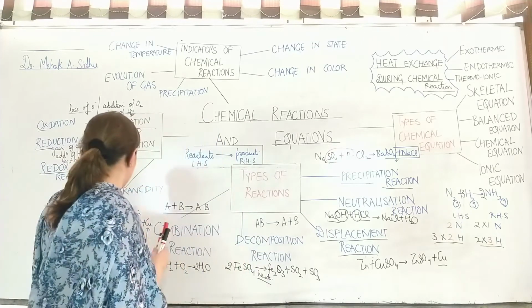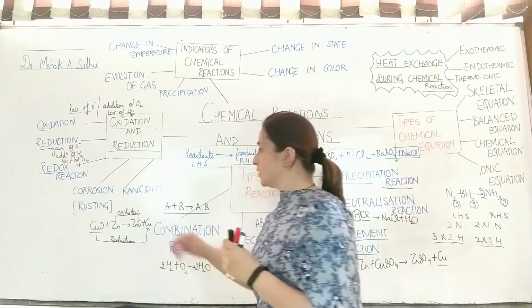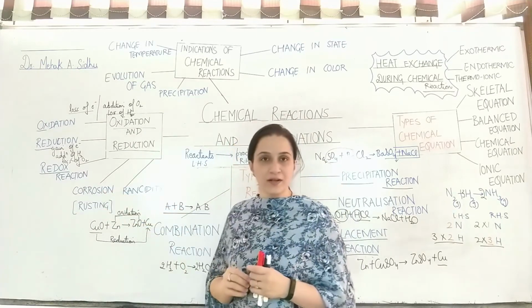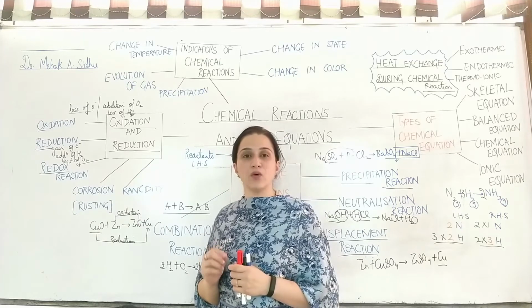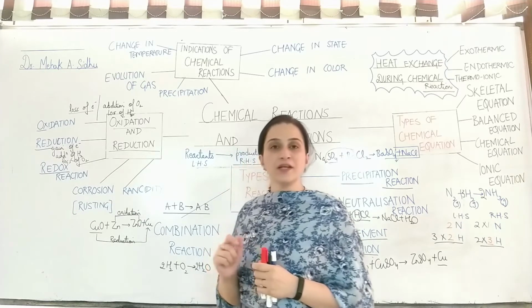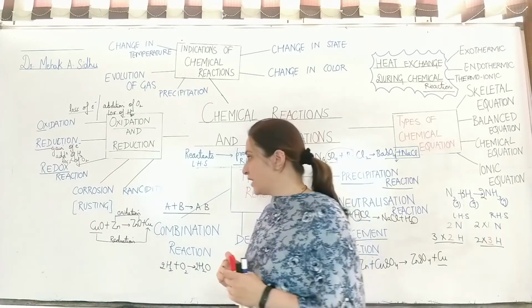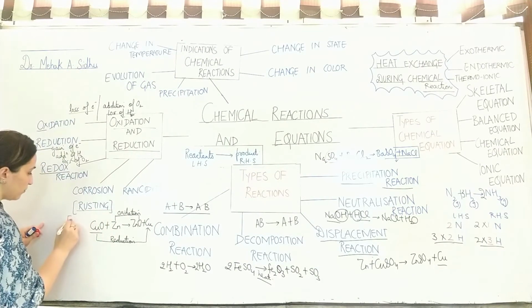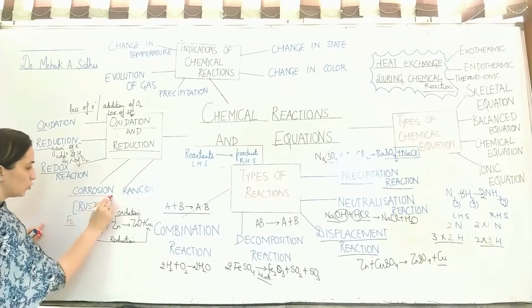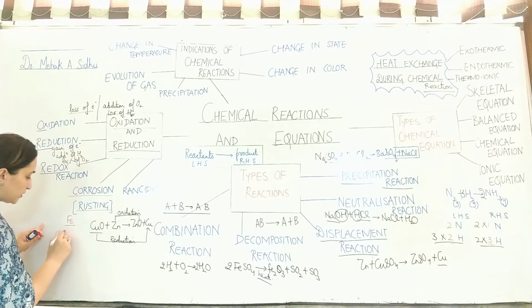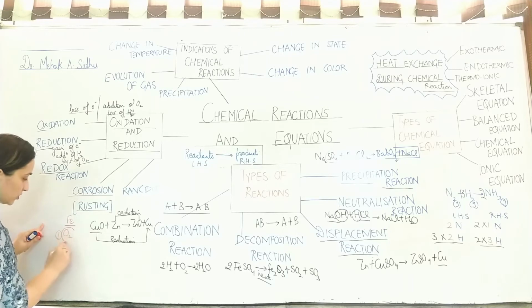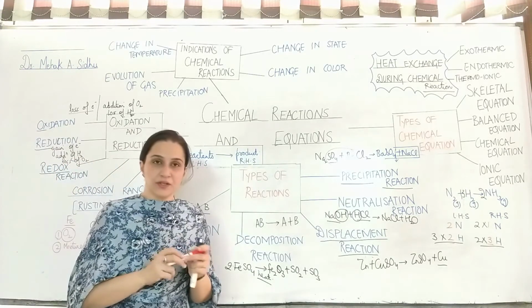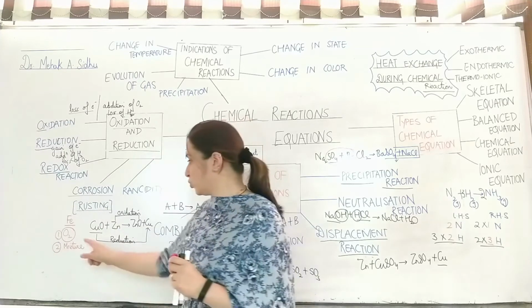Okay. Now coming to another topic, that is corrosion. Corrosion is eating away of metal in the presence of air and moisture. I am repeating, eating away of metal in the presence of air and moisture is known as corrosion. Rusting occurs only in the case of iron. And there are two conditions for corrosion or rusting. First is the presence of air, that is oxygen gas, and second is the presence of moisture. These are the two necessary conditions for corrosion.